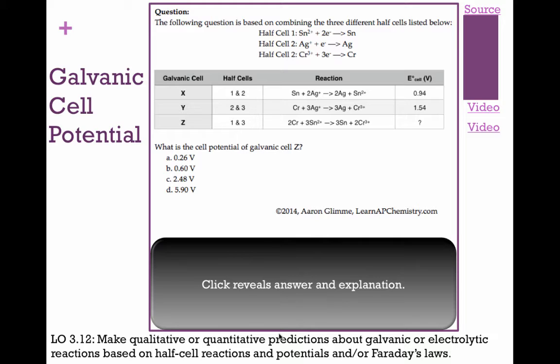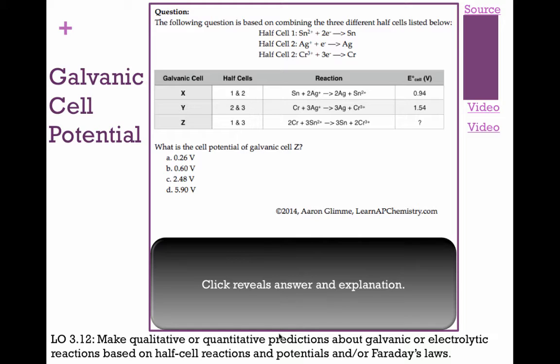Galvanic cells do not exist at equilibrium. If a galvanic cell is at equilibrium, its voltage is 0. You don't want it to be at equilibrium. It will die. It will actually die because it has no more voltage. So at equilibrium, the voltage equals 0.